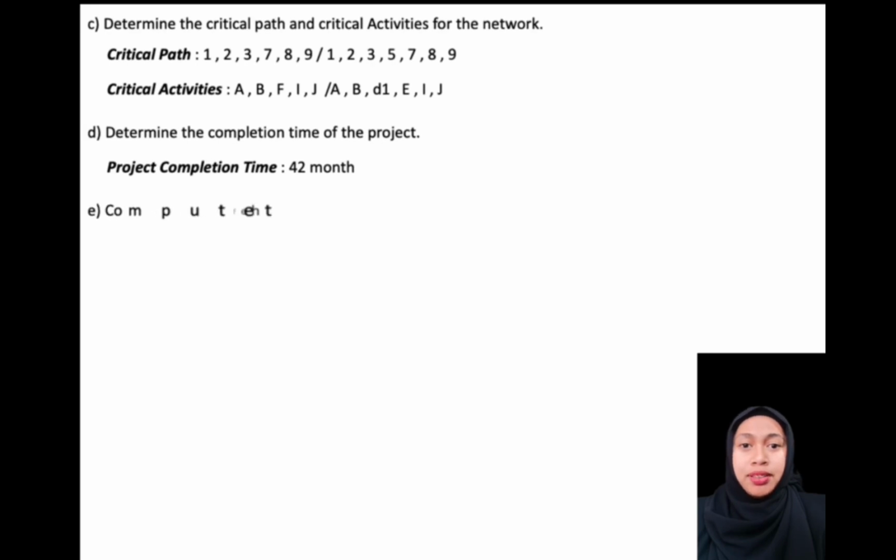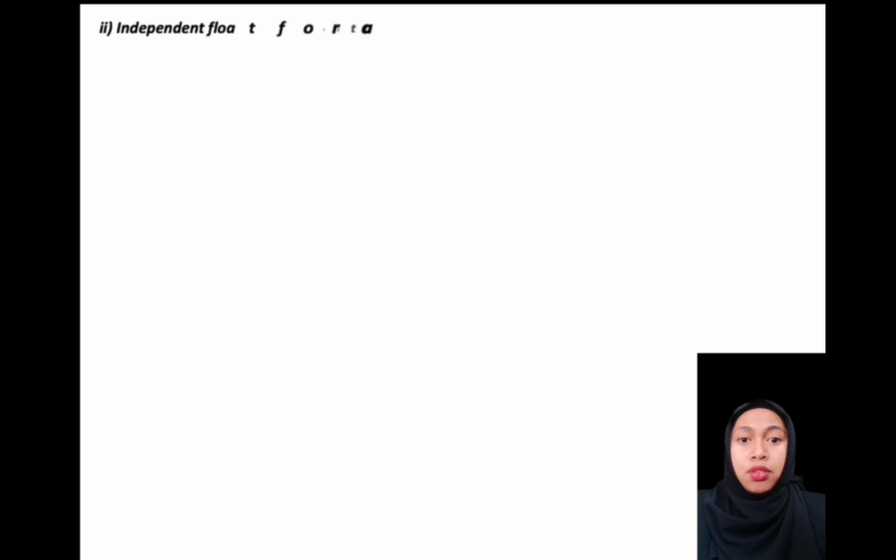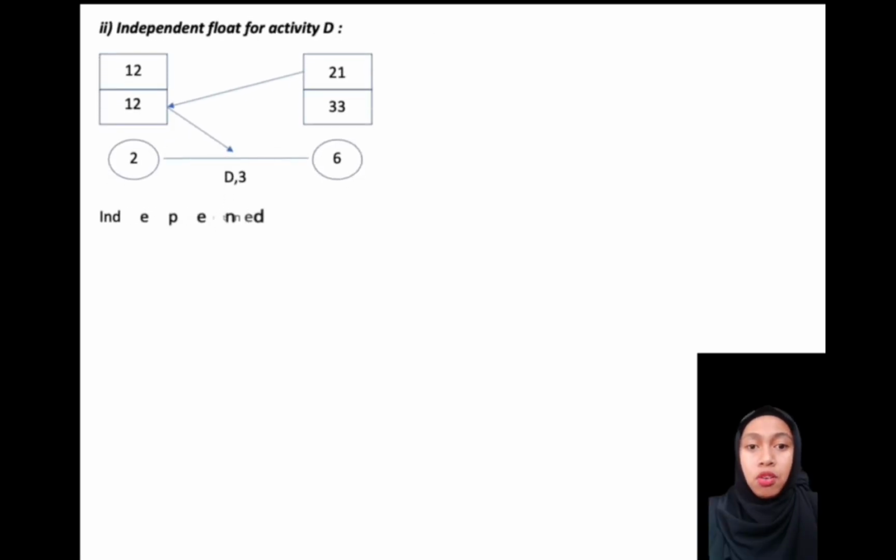Compute the following. Free float for activity E: free float equals 38 minus 20 minus 18, equals 0 months. Independent float for activity D: independent float equals 22 minus 12 minus 3, equals 6 months.